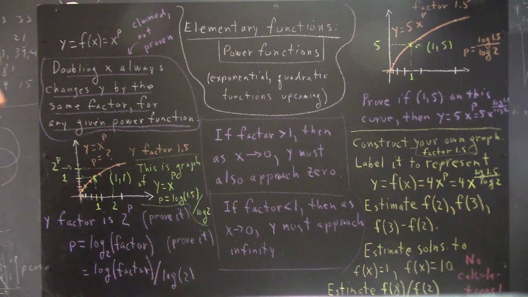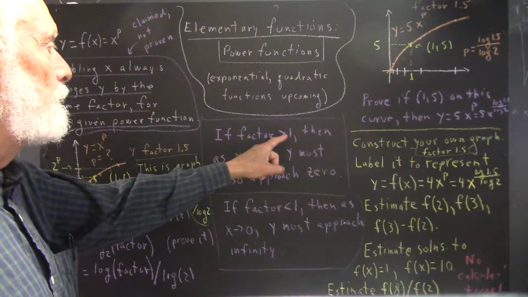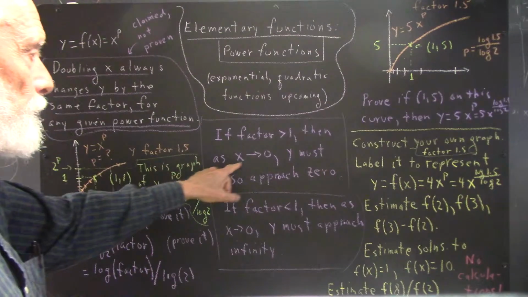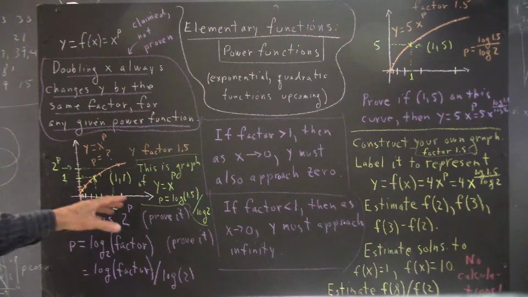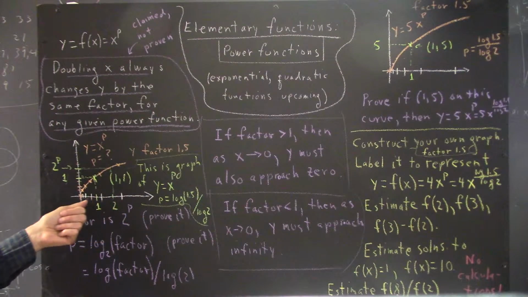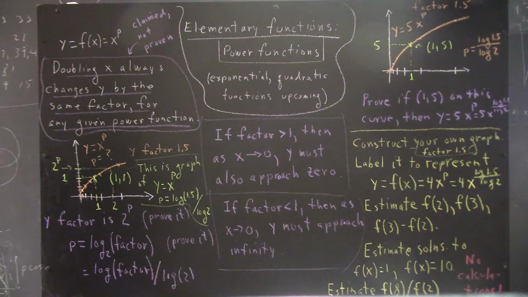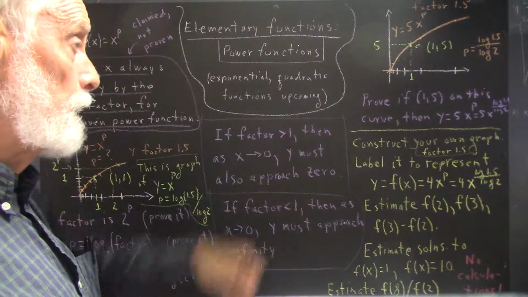Okay, another thing. I'll say here, if the factor is bigger than 1, if this factor is any number bigger than 1, then as x approaches 0, y must also approach 0. Now I just talked about how as you keep cutting x in half, the y's change by factor 2/3, which makes them move closer and closer to 0. That's certainly true for this factor. I'm saying that's true for any factor greater than 1.